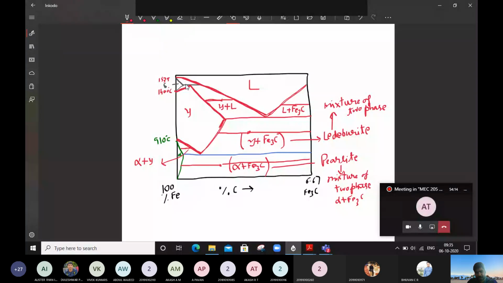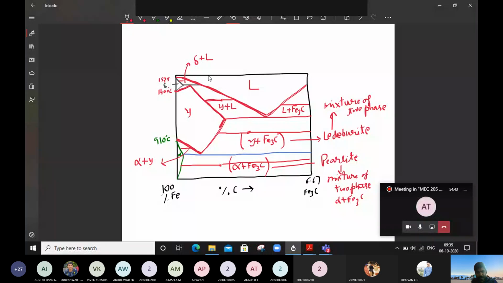If you take this point over here, now draw a line. Where delta meets... Delta plus L. Delta plus liquid, correct. Because if you are going to move like this, it is going to strike this delta boundary. And if you move like this, it is going to hit the liquid boundary. So here the phases present will be delta plus liquid. It is so simple to recognize each and every phase in the iron carbon diagram.